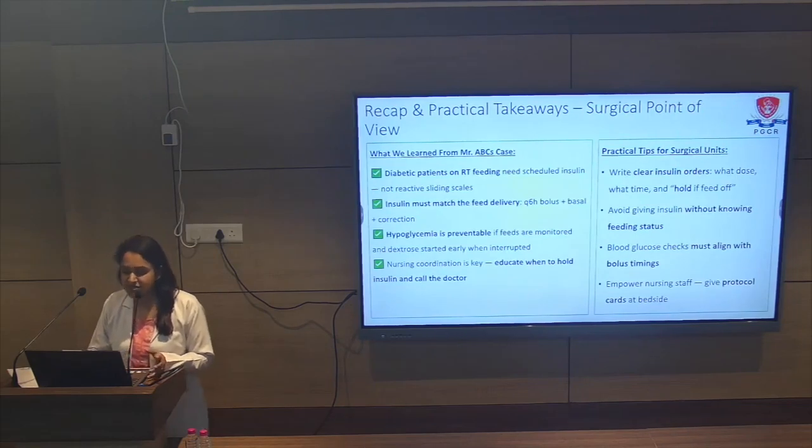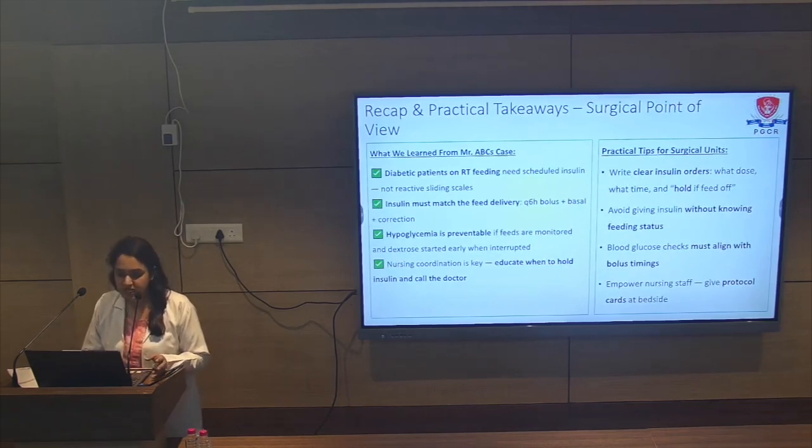Now, some practical tips for the surgical units. We need to write clear insulin orders: what dose, what time, and when to hold, and to hold if the feed is off. Avoid giving insulin without knowing the feeding status. Blood glucose checks must align with the bolus timings, and we need to empower our nursing staff.